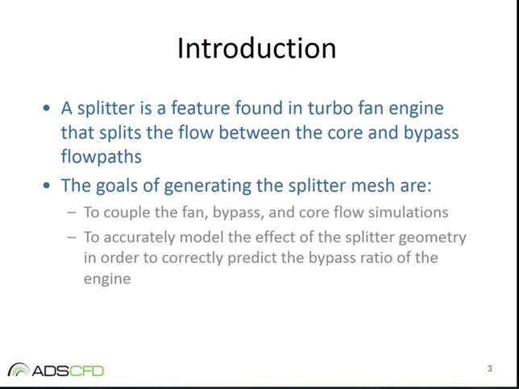So when we talk about split flow, the splitter feature from split flow is what we find in a turbofan engine that's actually splitting the flow between the core path and the bypass path. When we're generating this splitter mesh, what we want is to couple the simulations of the fan, bypass, and the core flow, and to also accurately model the effects that the splitter geometry is having, so that we can get a good prediction of the true bypass ratio of the engine.